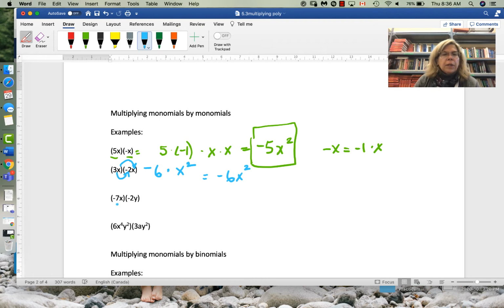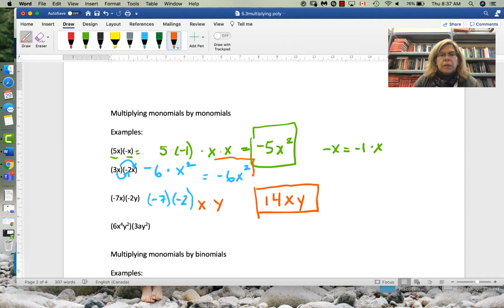Okay. Now, let's go down to this one here. Oh, two negatives. So you have negative 7 times negative 2, and you have x times y. Oh, that's interesting, x times y. Well, negative 7 times negative 2 is a positive 14xy. Oh, I forgot to box this one up.